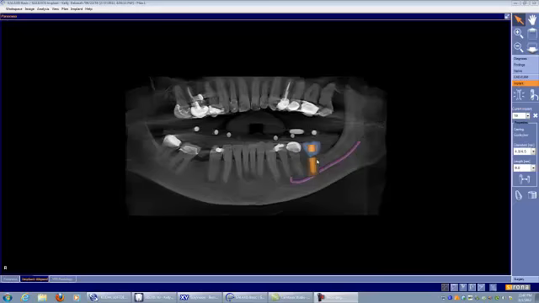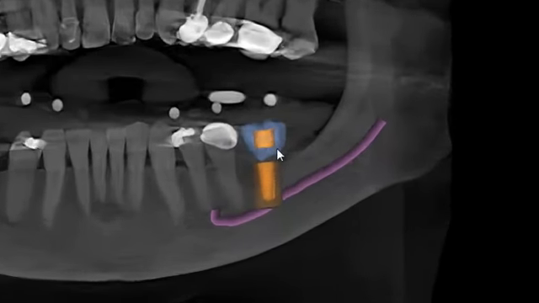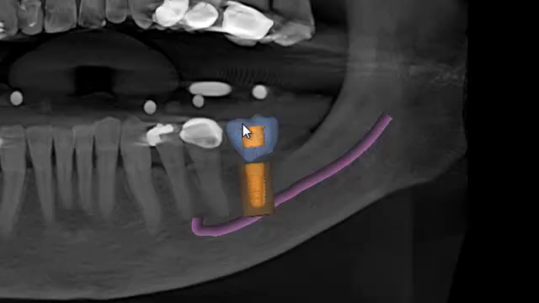Here's one area. This area they're missing a couple molars, and what we've done, this is a two-dimensional representation of what we're trying to accomplish. The blue here that you see is the outline of a proposed crown that we've imported with our CEREC technology. The orange here is our simulated implant.